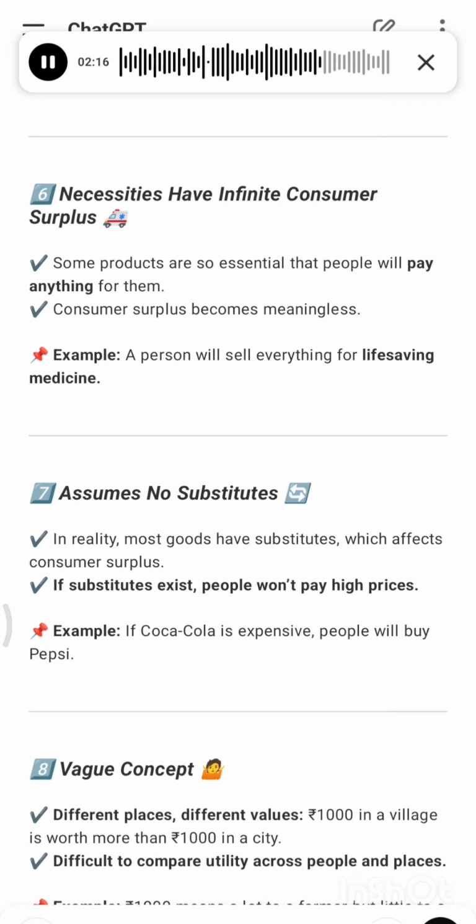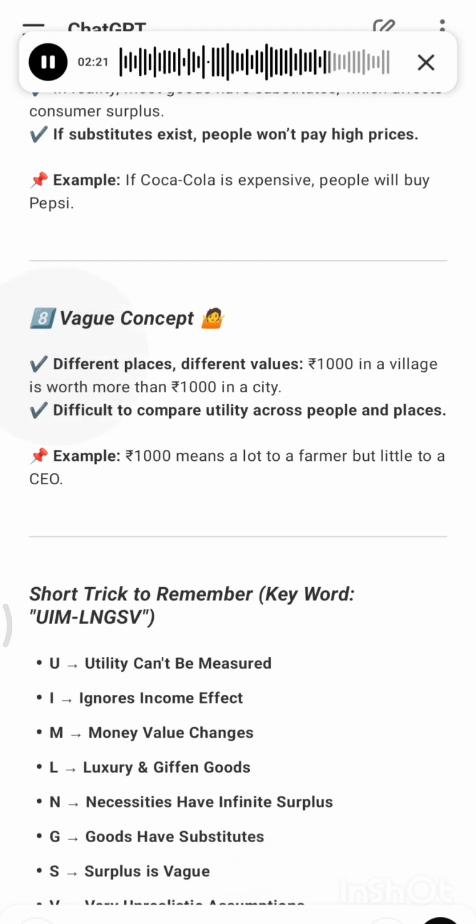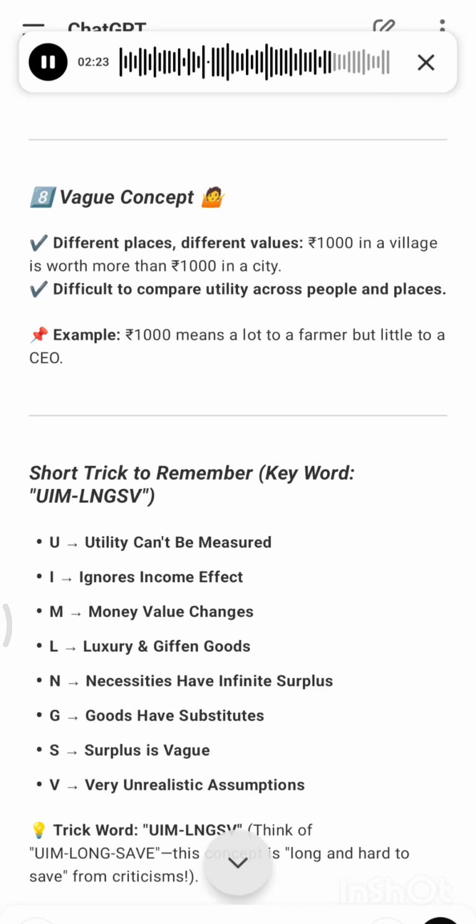8. Vague concept. Different places, different values. 1,000 in a village is worth more than 1,000 in a city. Difficult to compare utility across people and places. Example, 1,000 means a lot to a farmer, but little to a CEO.